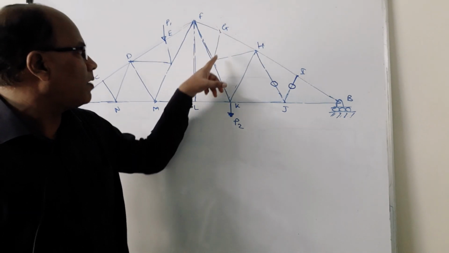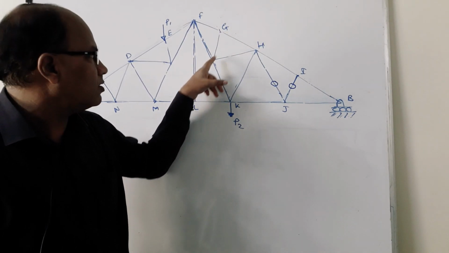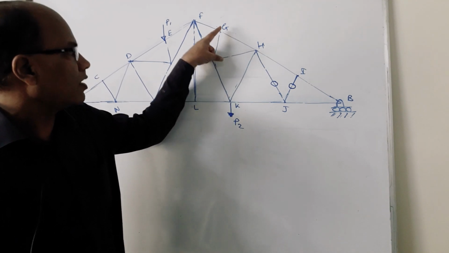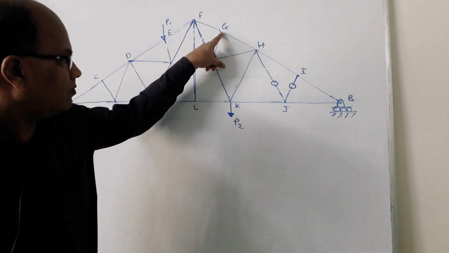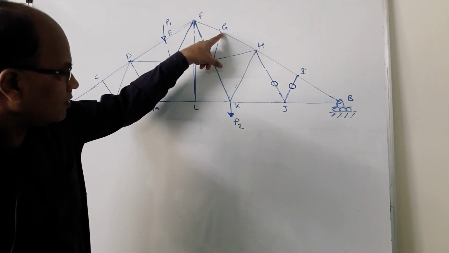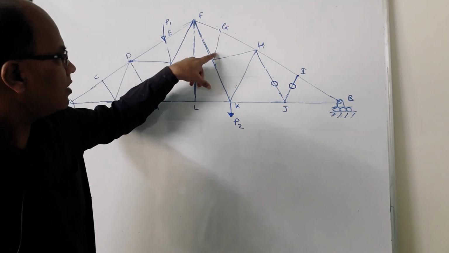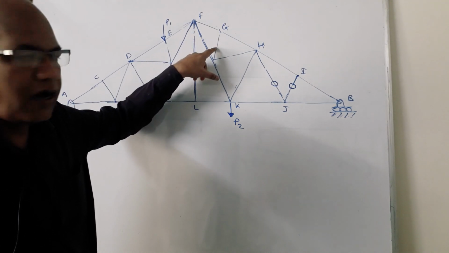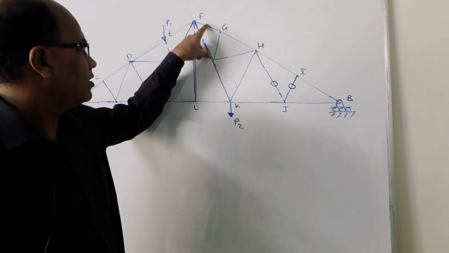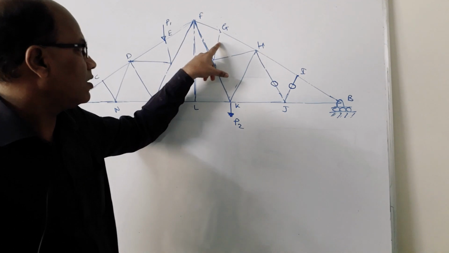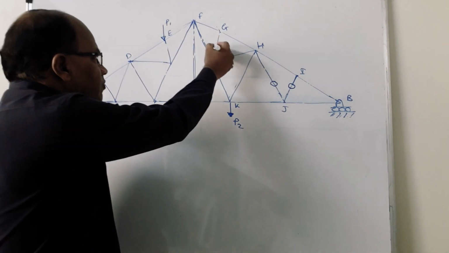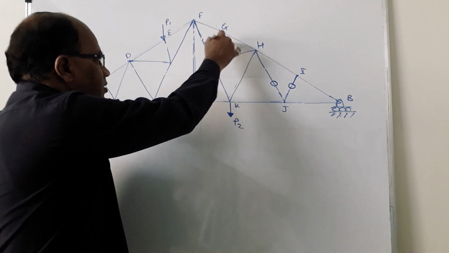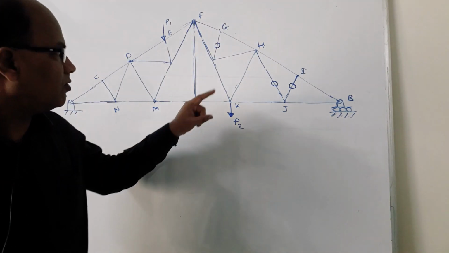I cannot apply the thumb rule over here also because there are 4 members meeting, but I can go with this joint. Now if I consider this joint, then there are 3 members which are meeting. Out of these 3, 2 are collinear and one is non-collinear. There is no external force or reaction at this joint, so it is a zero force member. So 3 members in the right part are already zero force members.